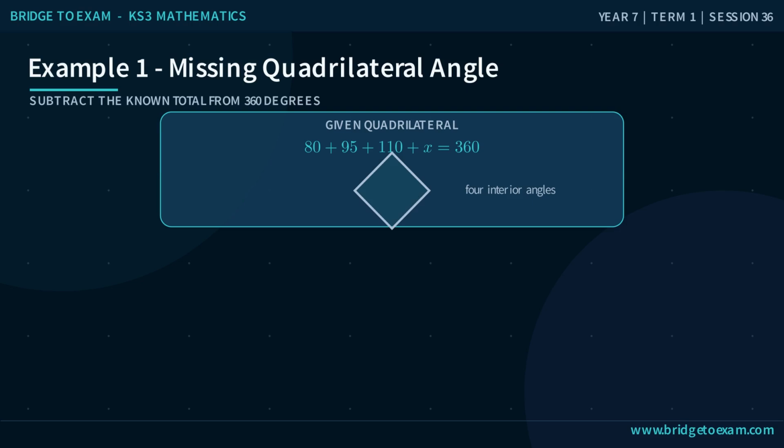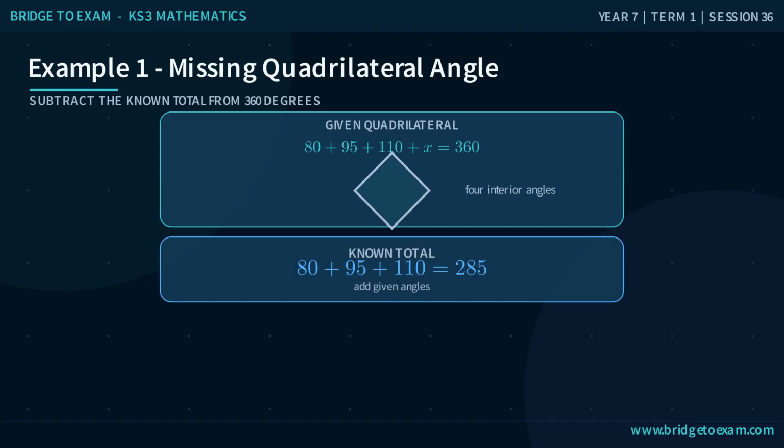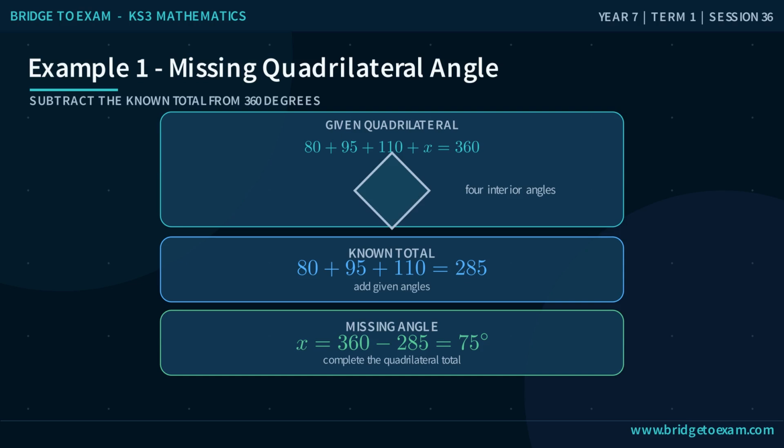A quadrilateral has angles 80, 95, 110, and x degrees. The total is 360, so 80 plus 95 plus 110 plus x equals 360. The known angles total 285. Subtract from 360, giving x equals 75 degrees.